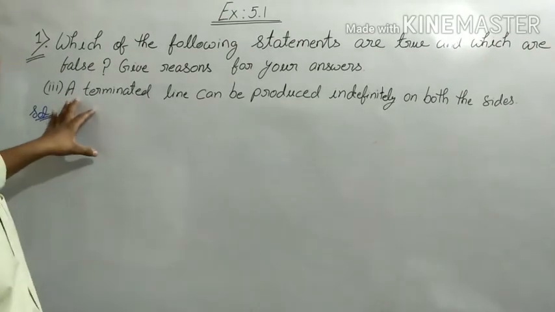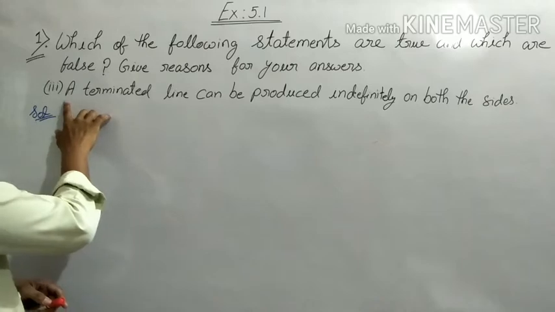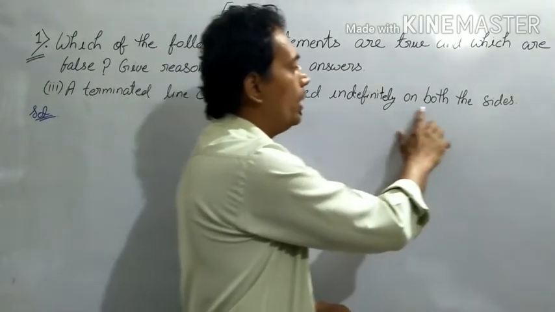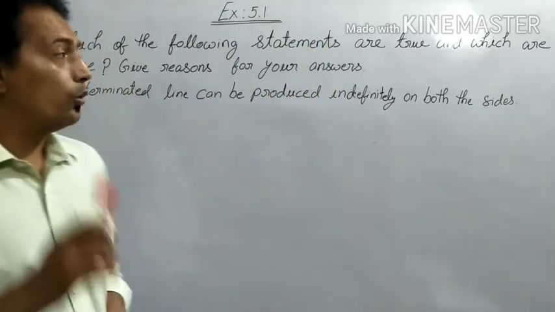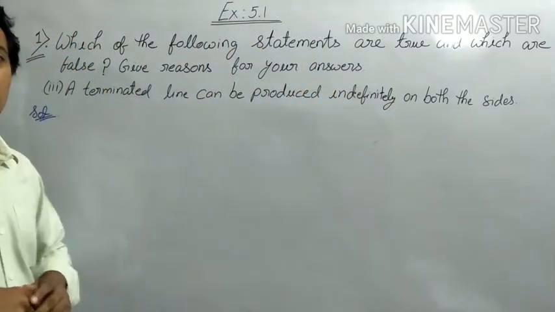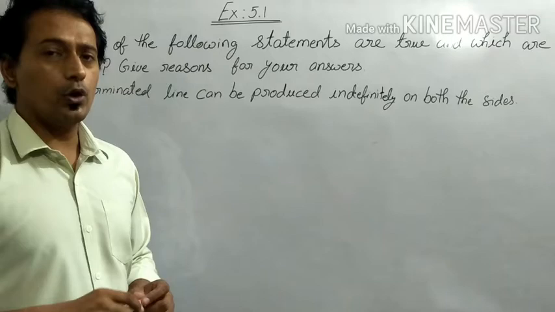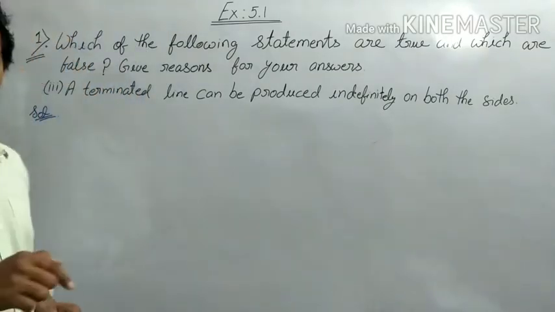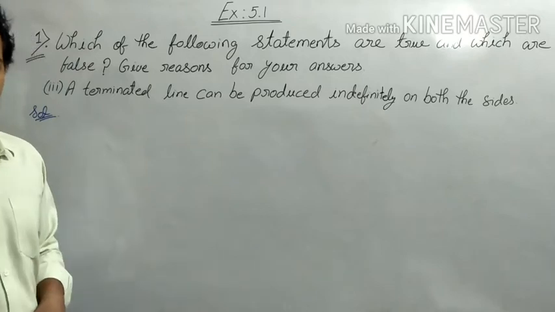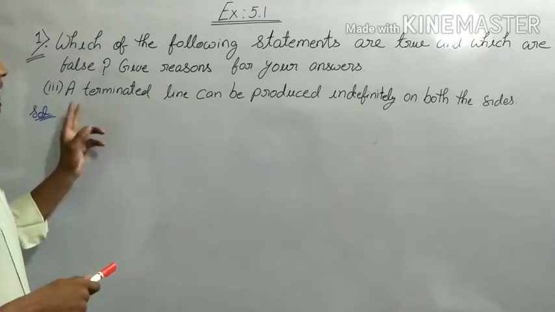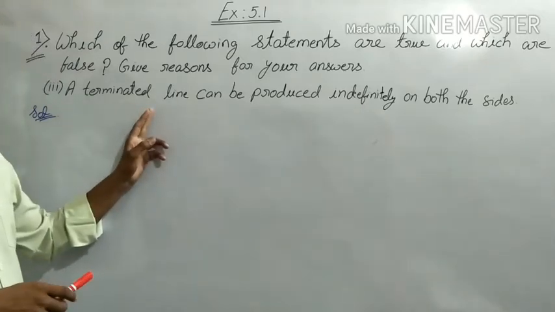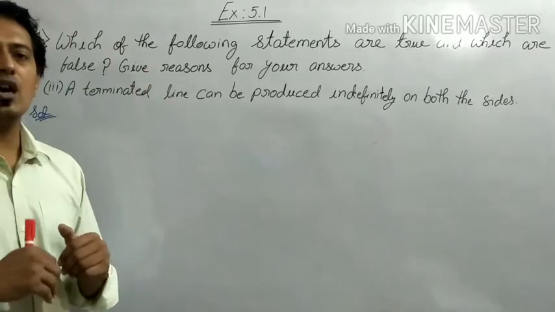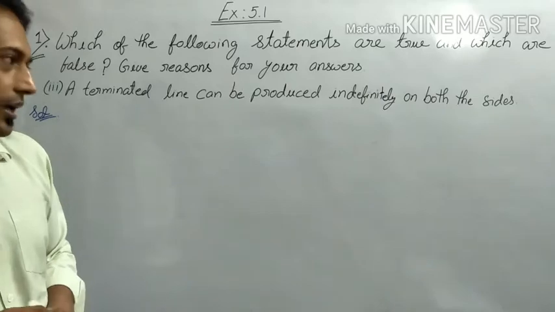Roman number 3. The statement says a terminated line can be produced indefinitely on both the sides. Remember, student, we had studied postulate number 2 of Euclid. What today we call a line segment is what Euclid called a terminated line.